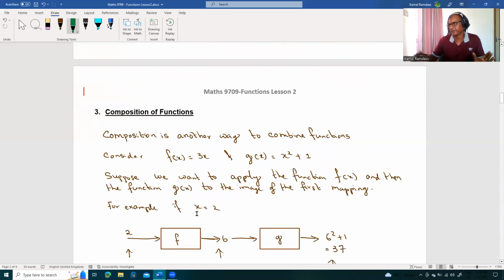Composition of functions. Composition, c'est another way to combine functions. It is not a normal algebraic manipulation. OK? Classical, comme addition, subtraction, multiplication, division. C'est une autre forme de manipulation. Et nous en avons deux là.